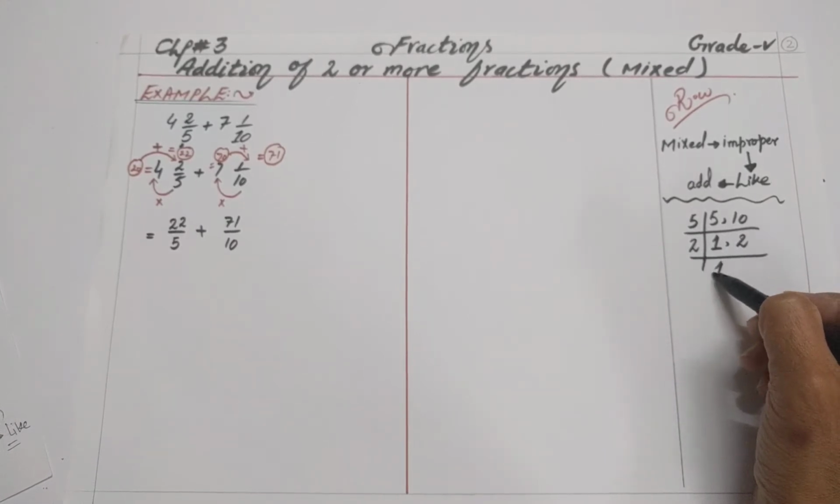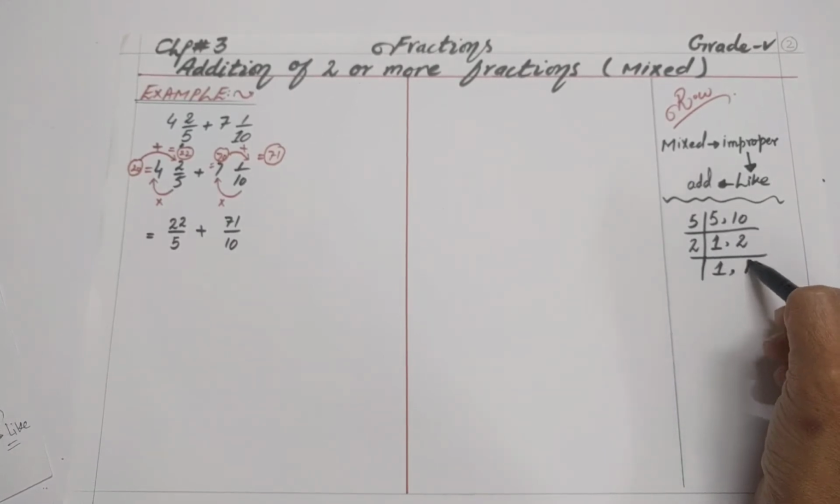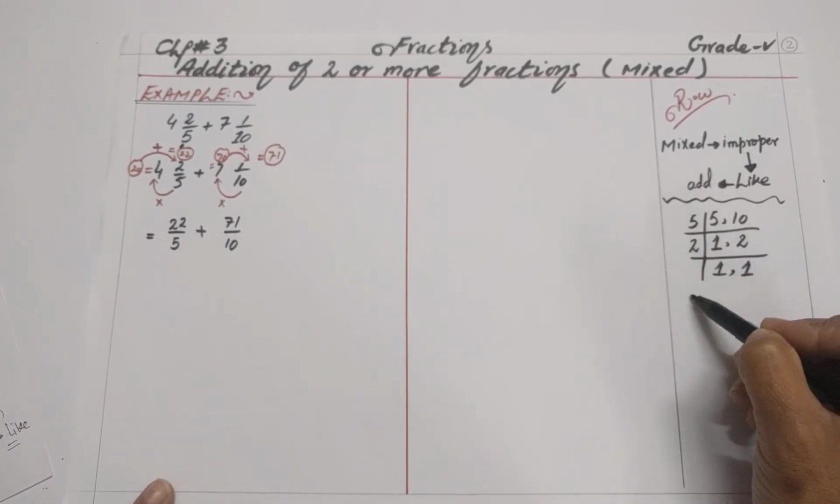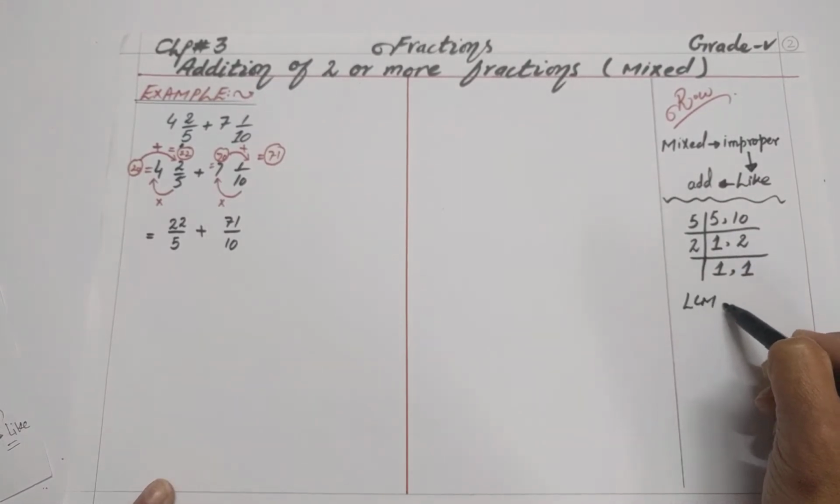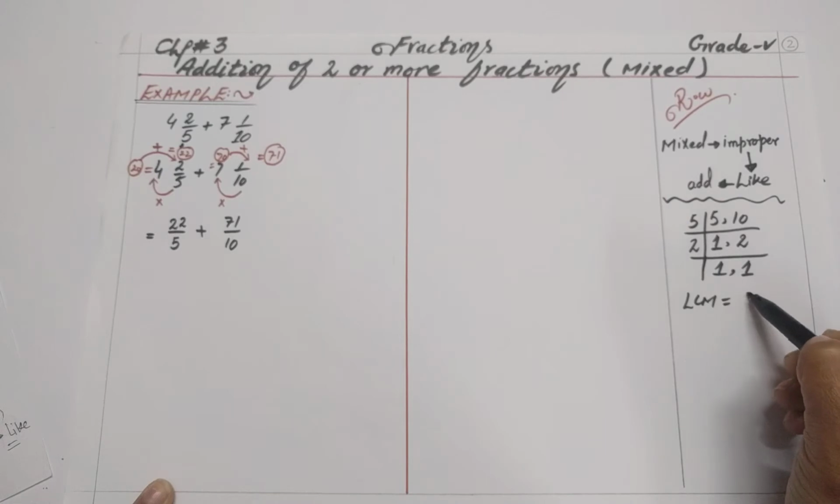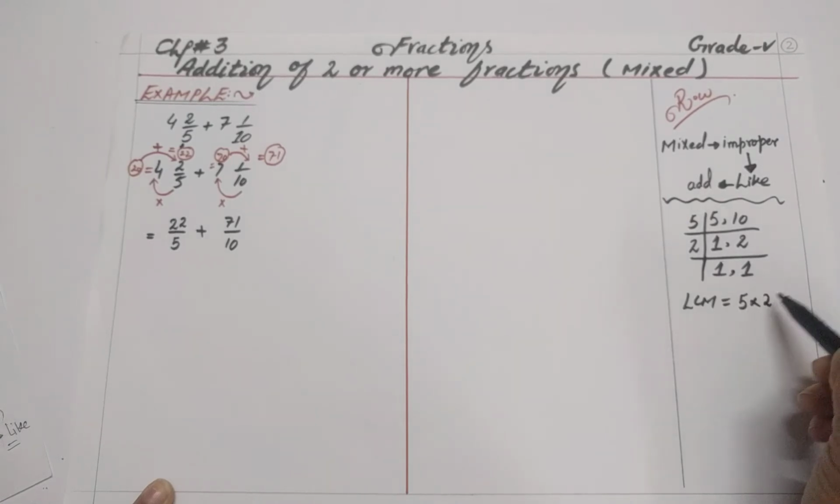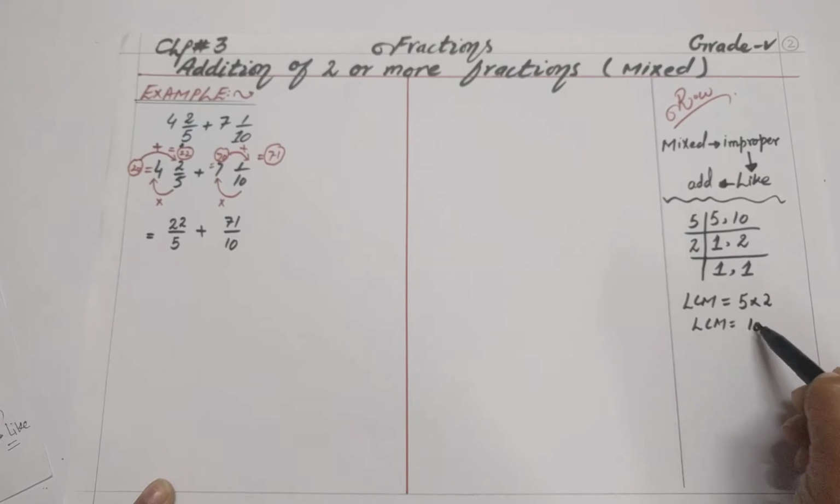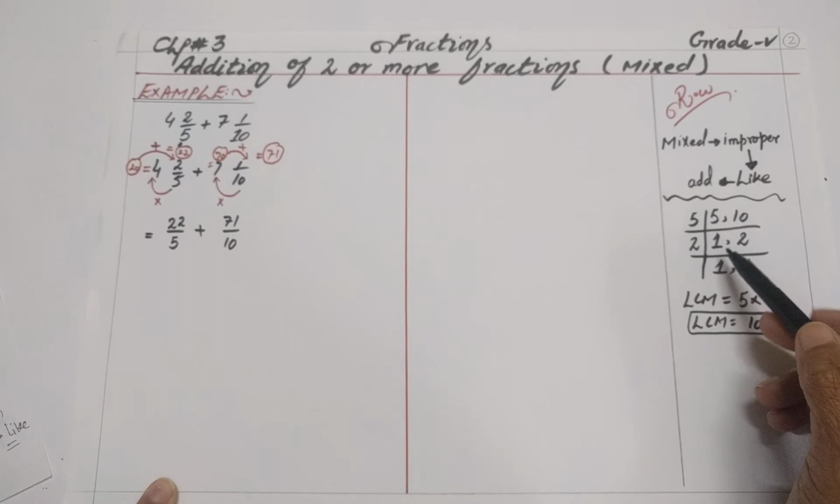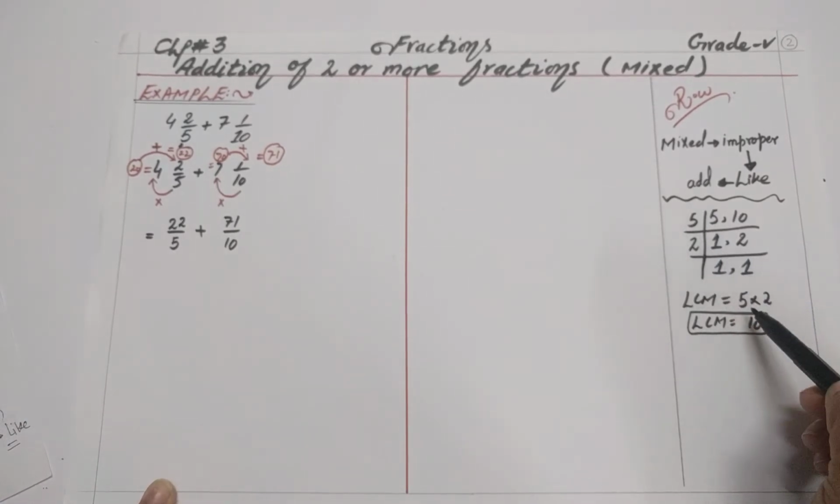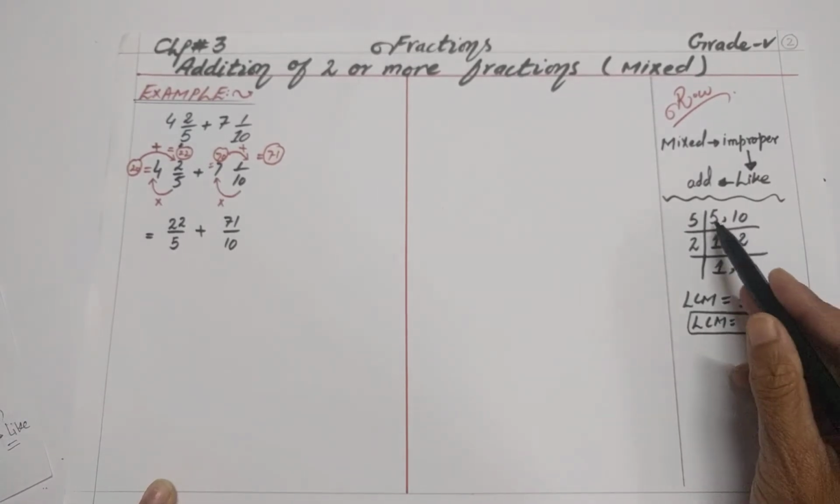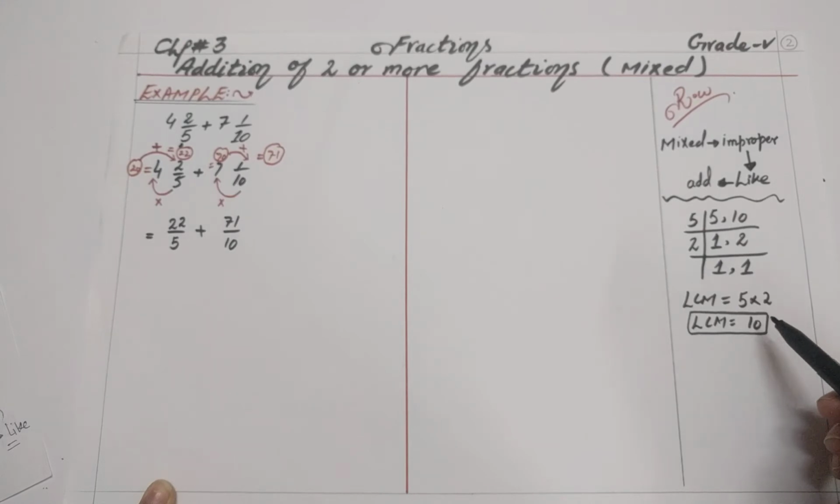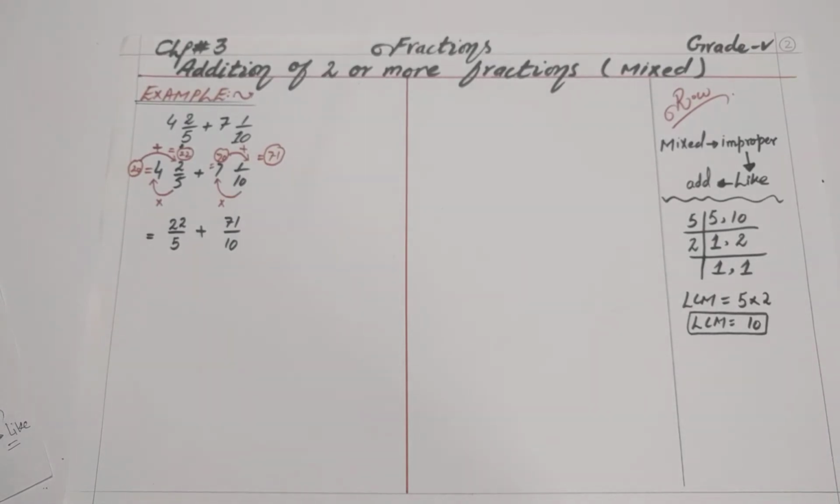So 2 ones will be as it is, and 2 ones are 1. It means the LCM of 5 and 2 is the multiplication of 5 and 2. So the LCM of 5 and 2 is equal to 5 twos are 10. LCM is the multiplication or product of the prime factors. So LCM of 5 and 10 is 10.